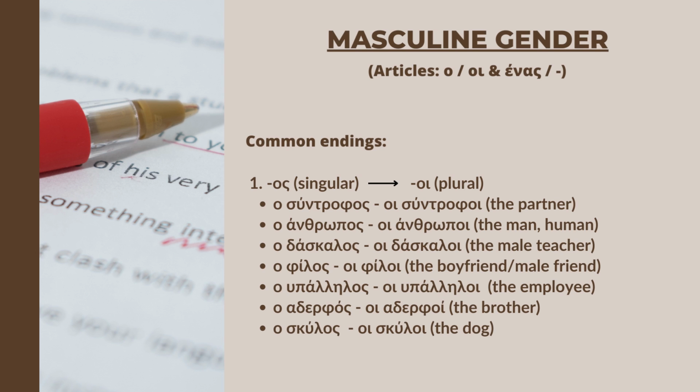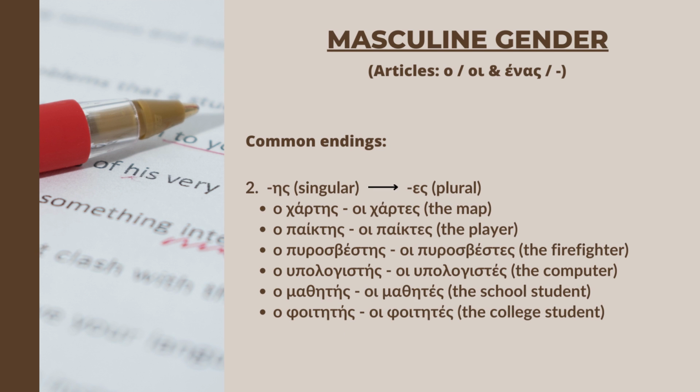Ο δάσκαλος becomes οι δάσκαλοι. So this is the word for the male teacher. Ο φίλος becomes οι φίλοι in plural form. This is a word which means boyfriend or just a male friend. Ο υπάλληλος becomes οι υπάλληλοι, employee. Ο αδερφός becomes οι αδερφοί, brother. And the last one, ο σκύλος becomes οι σκύλοι. This is the word for the dog.